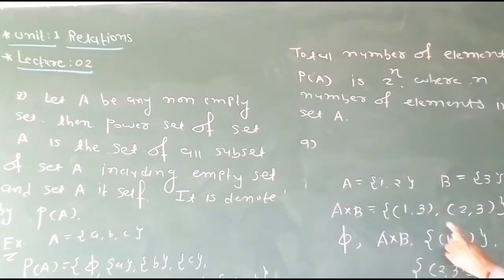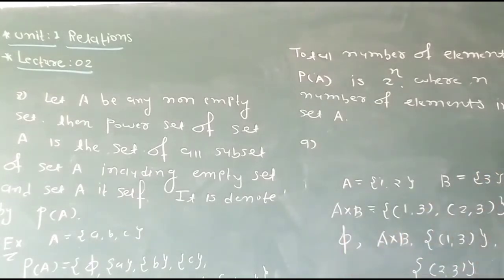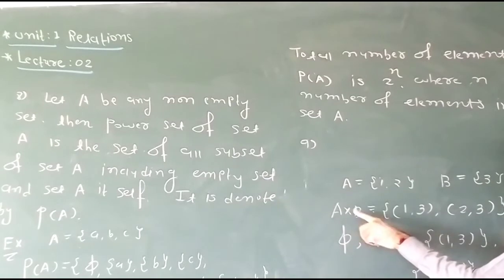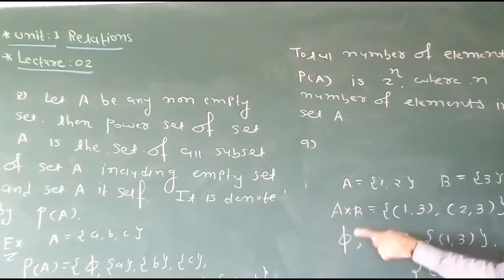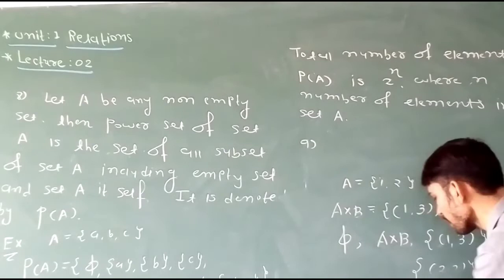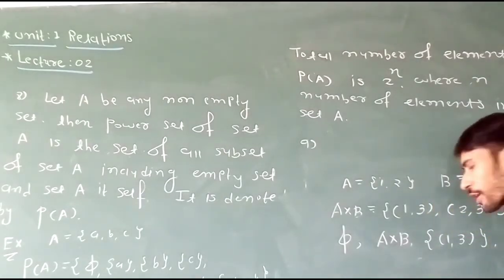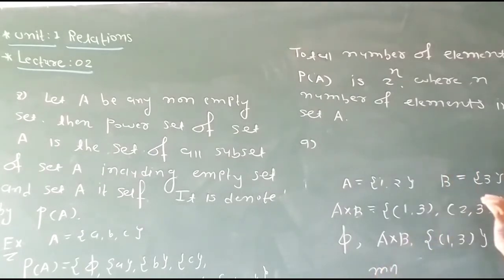So this is the Cartesian product A cross B. How many subsets exist? 4 subsets exist. So Cartesian product A cross B has total 4 different relations. So Cartesian product A cross B has total 4 different relations. So in general, Cartesian product A cross B has total 2 raised to mn subsets.